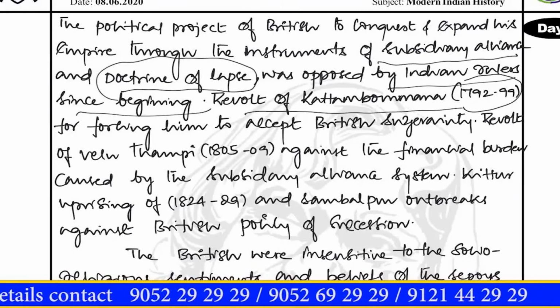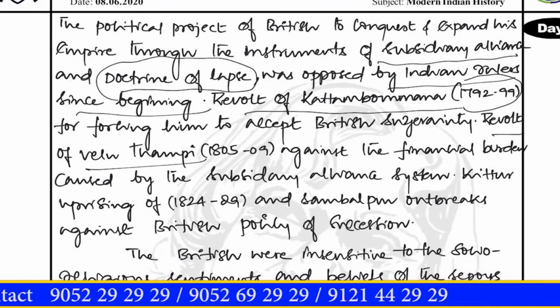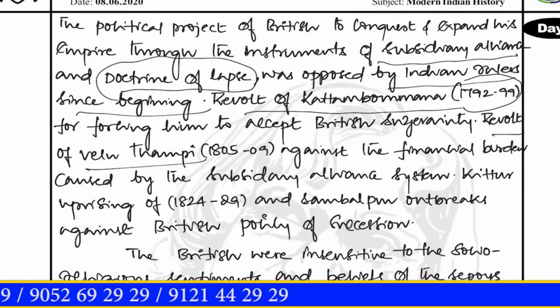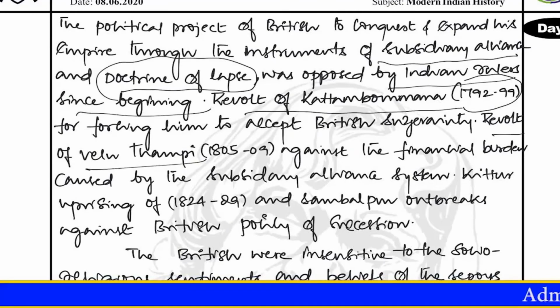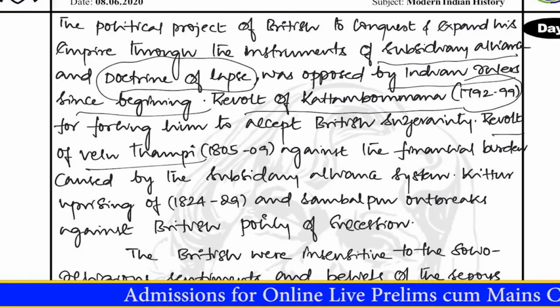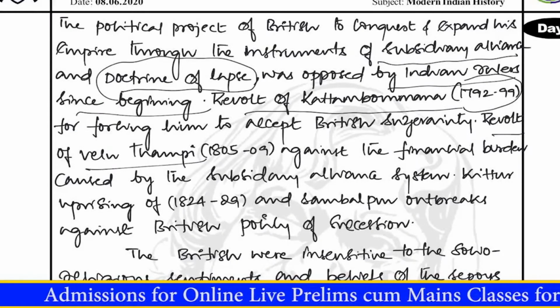Now we have one more example, revolt of Velutampi. And who is this person? He is a Dewan of Travancore. And there was a revolt in 1805 and 1809 raised by Velutampi. And why he revolted? He revolted against the financial burden caused by this subsidiary alliance system. And you know what is this subsidiary alliance system? Under this system, Travancore has to pay some amount of money to the British residents and armed forces of the British. Okay. Now what Velutampi felt, this is really creating huge financial burden. So he revolted. Okay, this is one thing.